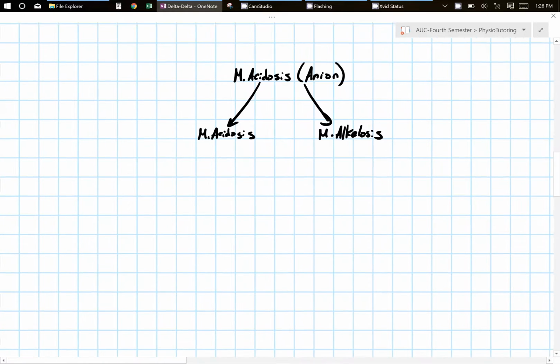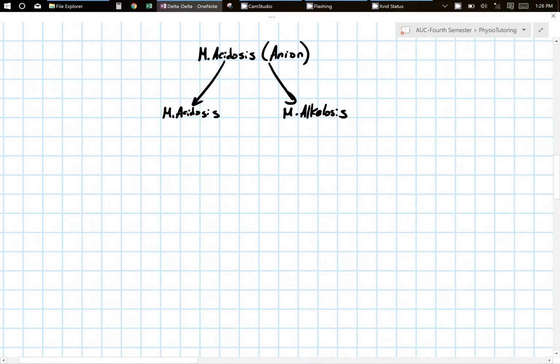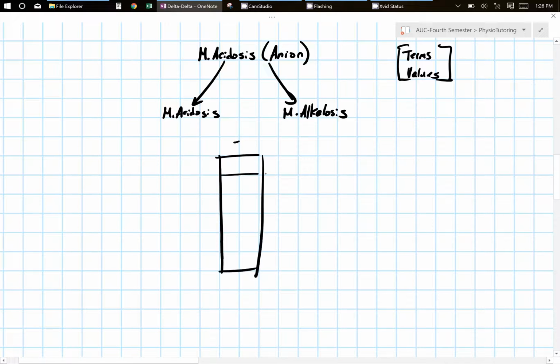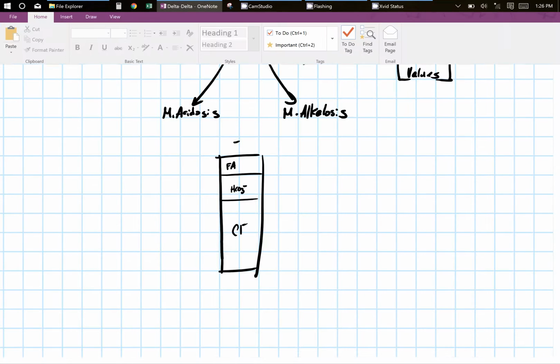So now, what I'm going to be going over in this video is the jargon and the values. So I'm going to talk over the terms and the values, and then since you know the basic concepts, these terms and values should be easy to understand. So initially, we had anions, and as I said before, we have our fixed acids, and we have a bicarb, and then we have our chloride. So let's go over the values.